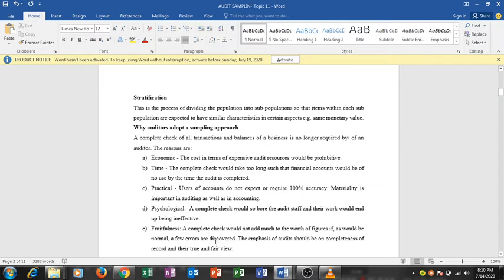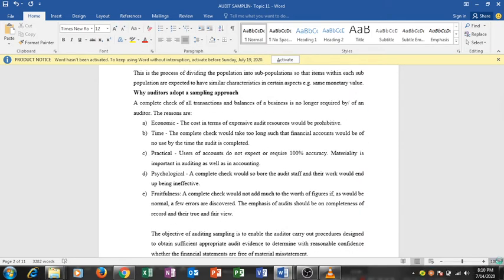Then fruitfulness: a complete check would not add much to the world of figures. So if a few are actually errors, then it simply means that some of them are errors, and you don't have to do the entire check.